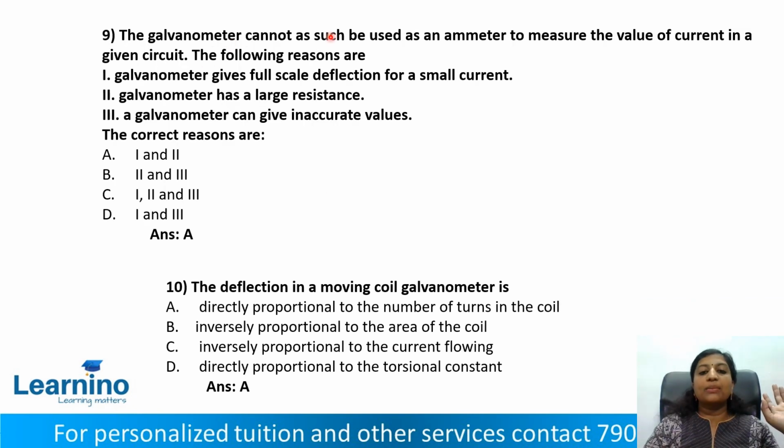Question number 9. The galvanometer cannot as such be used as an ammeter to measure the value of current in a given circuit. Reasons are given as statements. Galvanometer gives full scale deflection for a small current. Galvanometer has large resistance. Galvanometer can give inaccurate values. So what is the correct reason? What was the question? Galvanometer cannot as such be used as an ammeter to measure current.